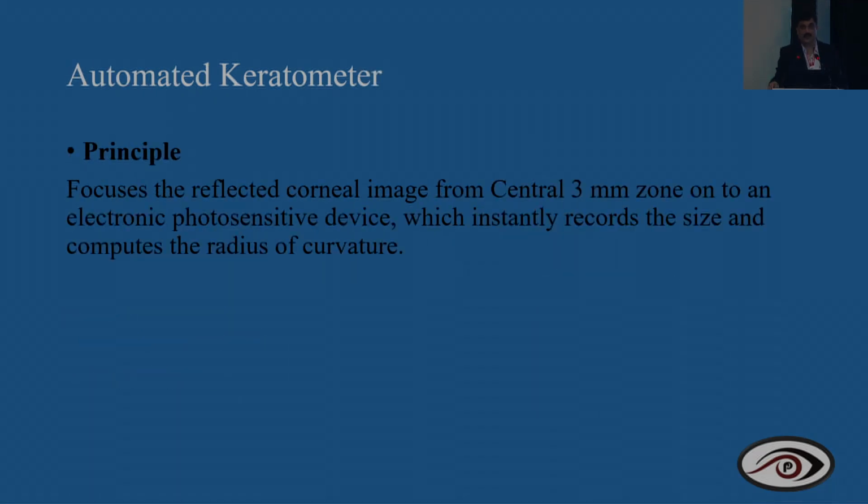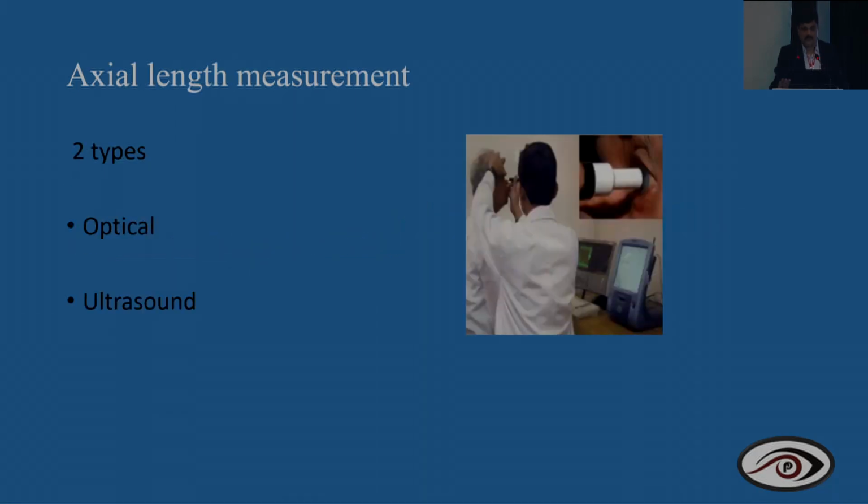Now, most of us are very comfortable with the automated keratometer. The principle of the auto refractometer keratometer is that it focuses the reflected corneal image from the central 3 mm zone onto an electronic photosensitive device, which instantly records the size and computes the radius of curvature. Coming to axial length measurement, you have two types: optical and ultrasound methods.